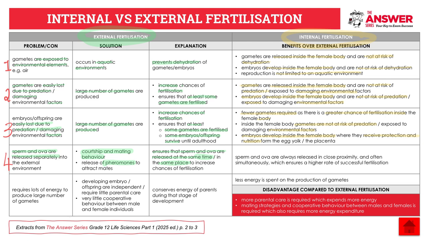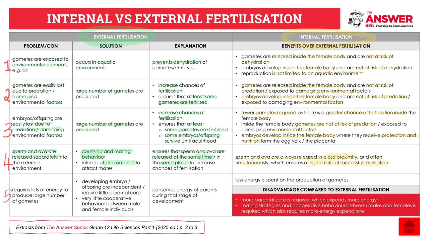Internal fertilization overcomes this because the sperm and ova are always going to be released inside the female body in close proximity and often simultaneously due to copulation events. This ensures a higher rate of successful fertilization.